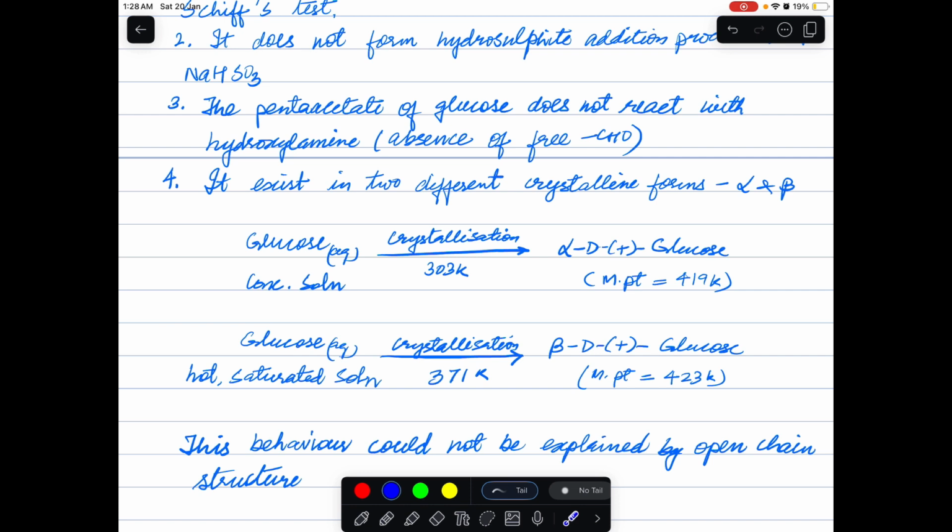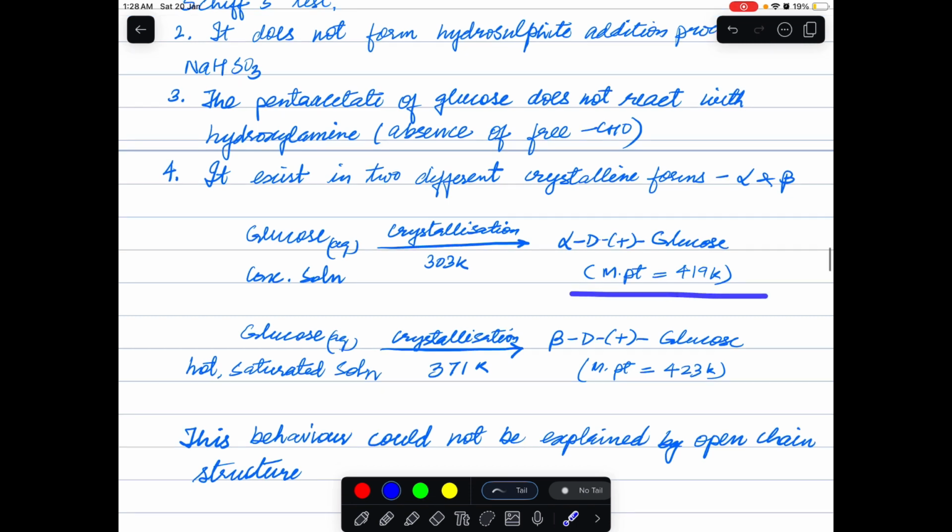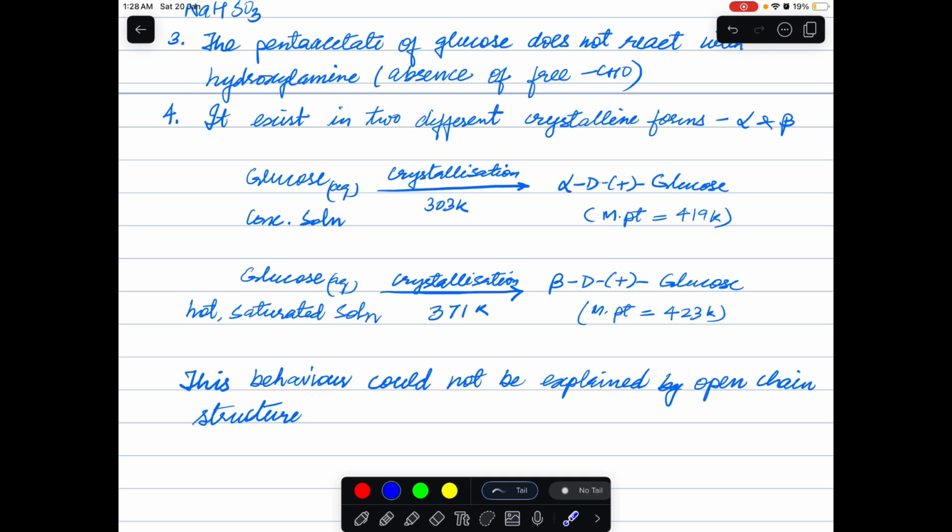Next one, the fourth one: glucose exists in 2 forms, alpha form and beta form, and these 2 forms are basically 2 different types of crystals of glucose. At a temperature of 303 Kelvin, if we crystallize glucose from its concentrated solution, we get the alpha form, which has a melting point of 419 Kelvin, while if we crystallize at a higher temperature, that is 371 Kelvin, from a hot saturated solution of glucose, we get the beta form, which has a slightly higher melting point of 423 Kelvin.